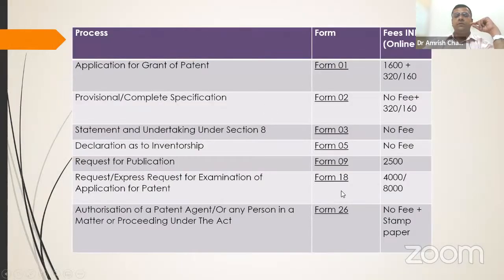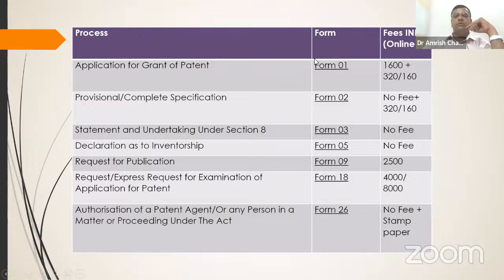So these are the various forms and fees. So you can go for a patent grant. Form 1, the fees is there. Form 2 has got no fees. Form 3, 5 have no fees. Form 9, that is early publication, if you want to go for it, is 2,500 additional. Form 18 again has got a fees, and it can be paid along with the application or later on. So the fees is 4,000. If you go for expedited examination, the fees is 8,000.